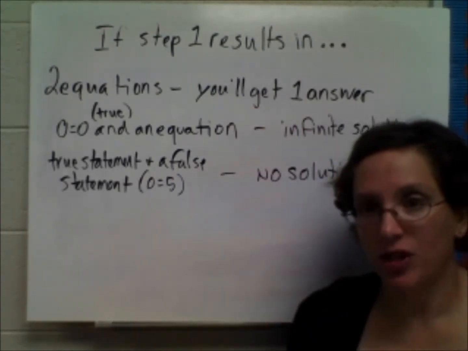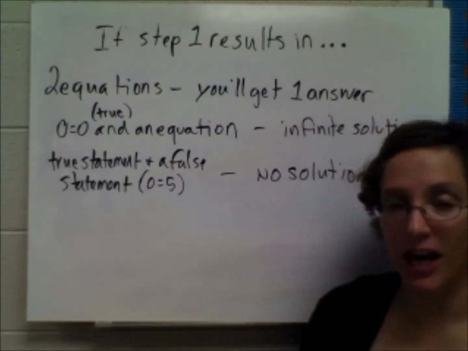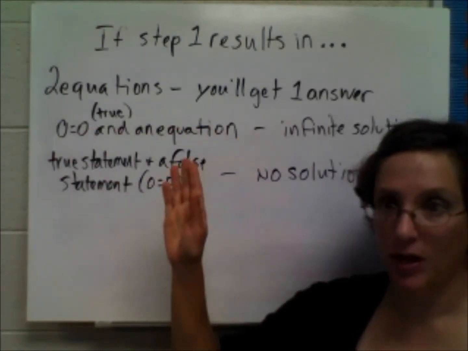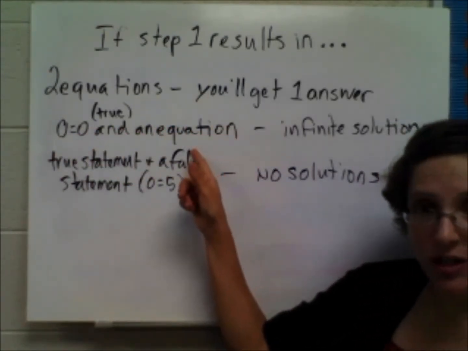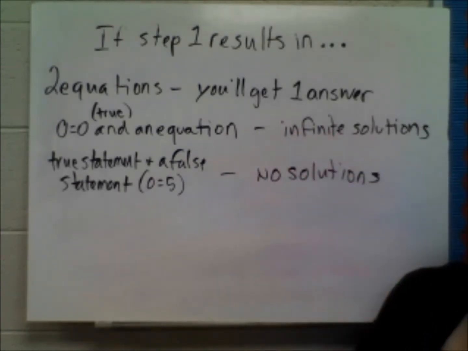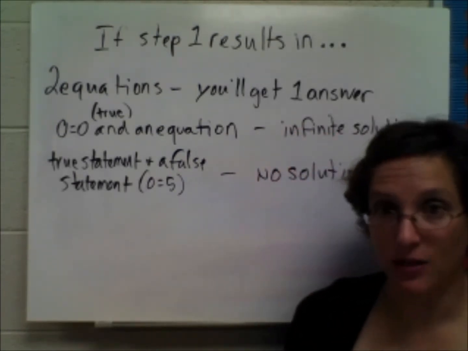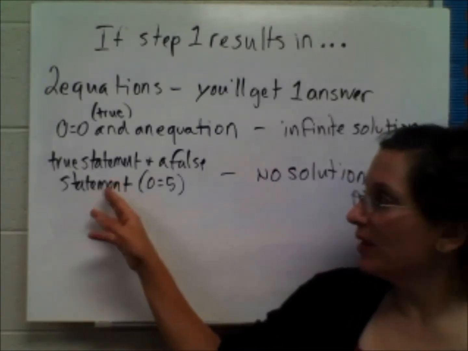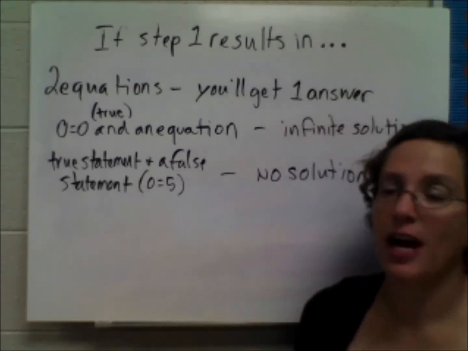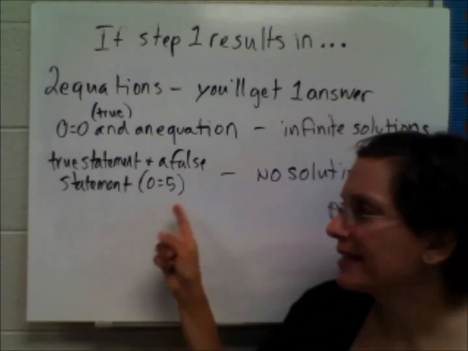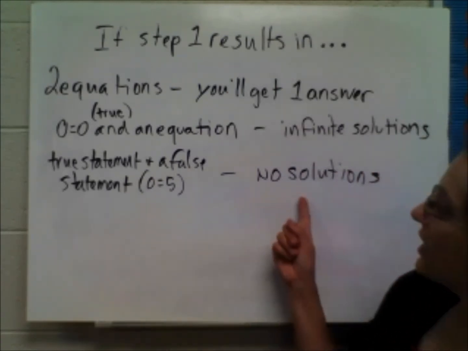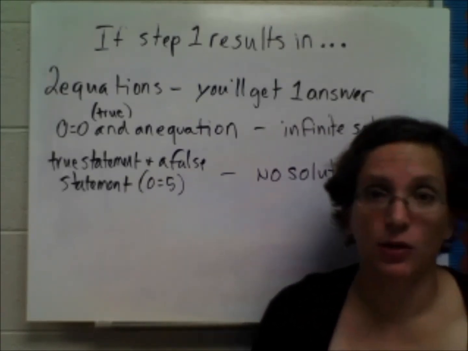If you had solved that first step and gotten a statement that's true, like 0 equals 0, then you can stop there because you're going to have infinitely many solutions. If you had gotten a true statement and a false statement on that very first step, a false statement being something like 0 equals 5 or some other nonsense that's just false, then you know there are no solutions and you can stop there.